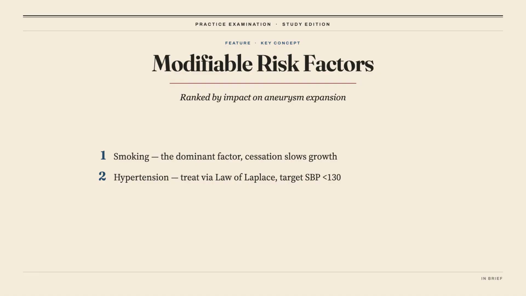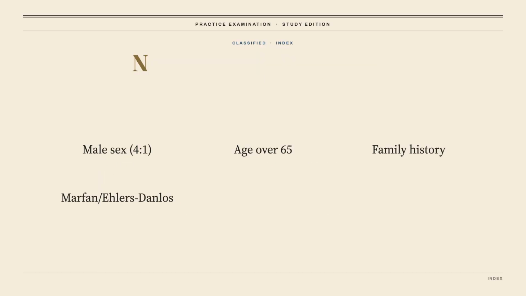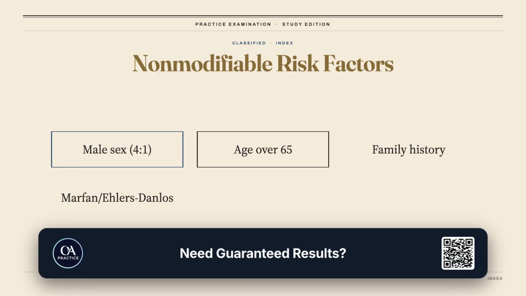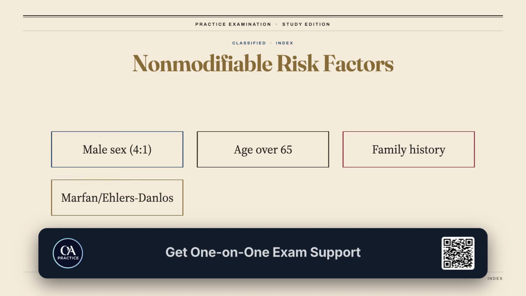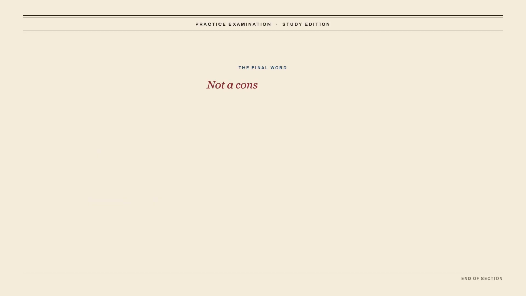Other modifiable factors matter but rank lower. Hypertension control. Statins for hyperlipidemia and aspirin, which addresses cardiovascular risk rather than the aneurysm itself. Non-modifiable factors instead define who gets screened. Male sex, advanced age past 65, a first-degree relative with an aneurysm, and connective tissue disorders like Marfan or Ehlers-Danlos syndrome, which weaken the media and cause aneurysms much earlier in life.